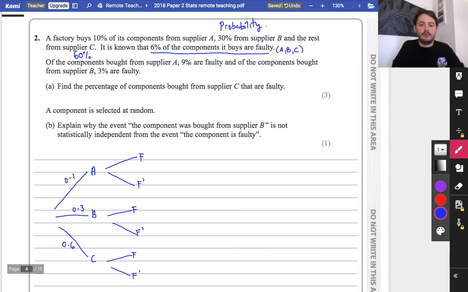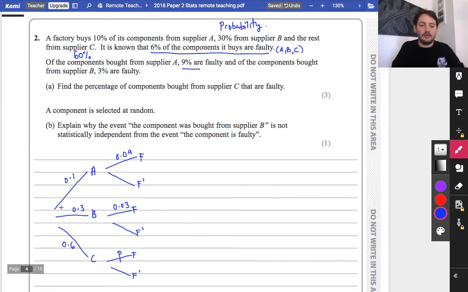Now, the ones that are faulty from A are 9%. Don't write that as 0.9, that's obviously 0.09. And if you wanted to, we could say not faulty, but I don't think we're interested in that at the moment. And from B, it says 3% of them are faulty. We want to find out how many of them are faulty from supplier C. So we can either call this X, but I might call it P because it's a probability.